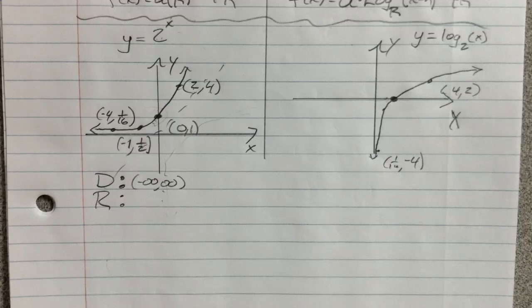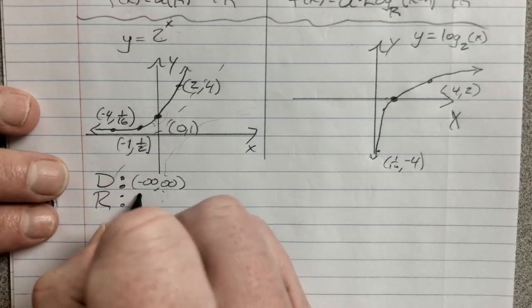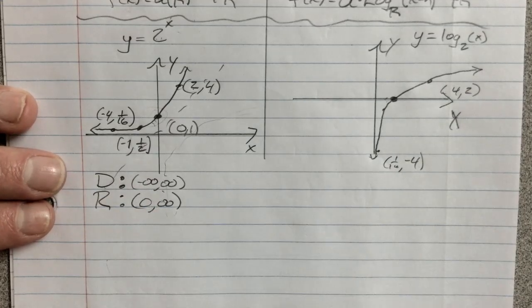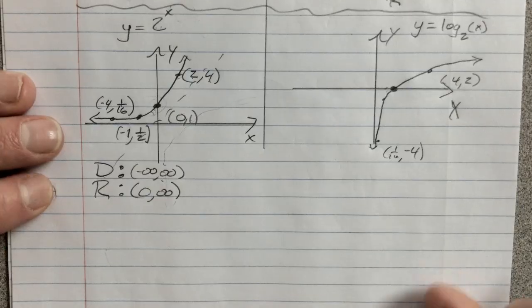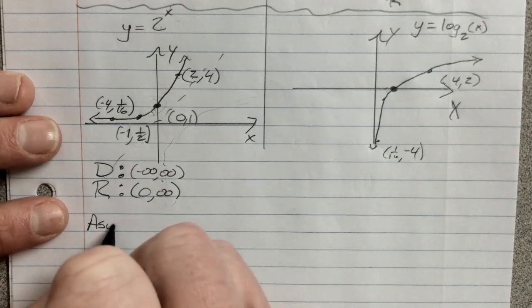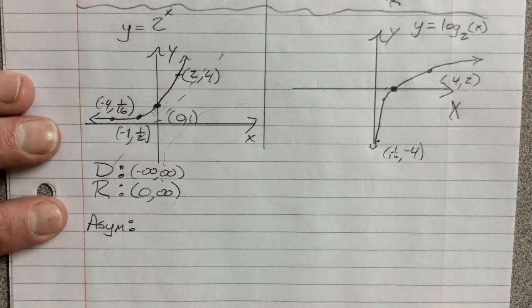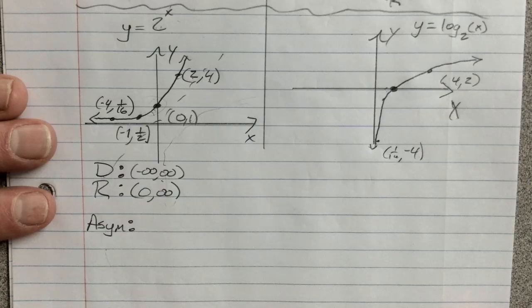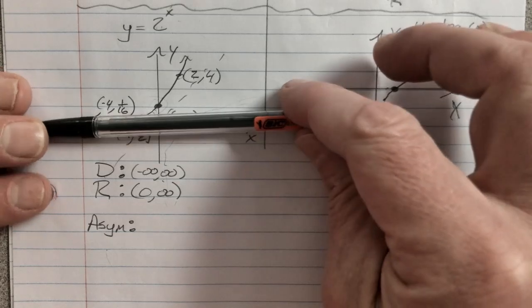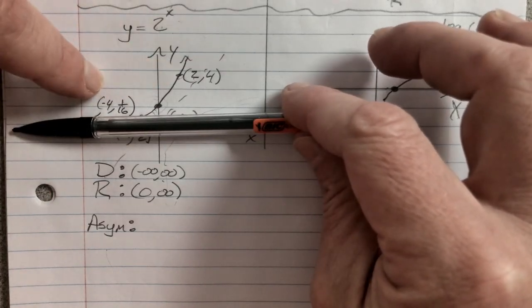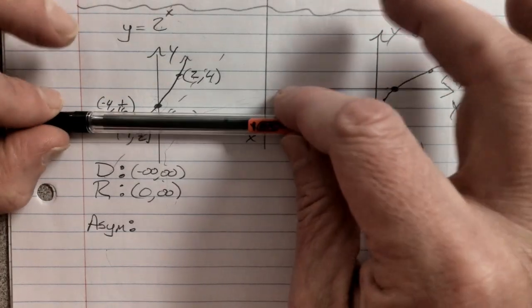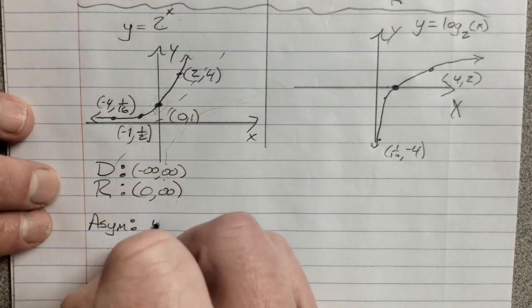So what is the range here? 0 to infinity. Yeah, we start at 0, we go all the way up to infinity. Good. What was our asymptote for this guy? What's the equation of the asymptote? y equals 0. Yeah, good. The line y equals 0. This graph will never touch 0, so my asymptote is y equals 0.